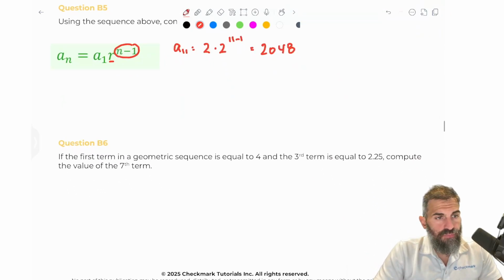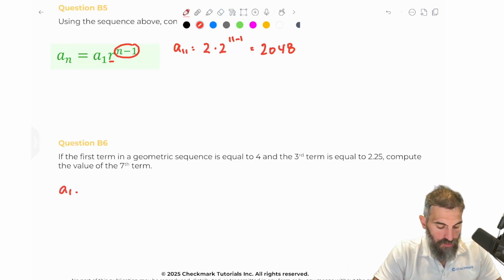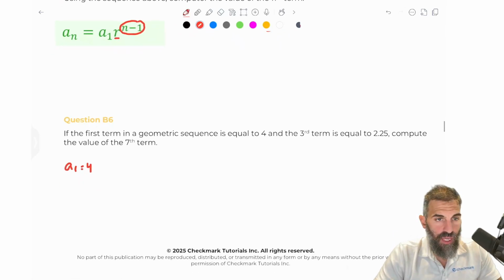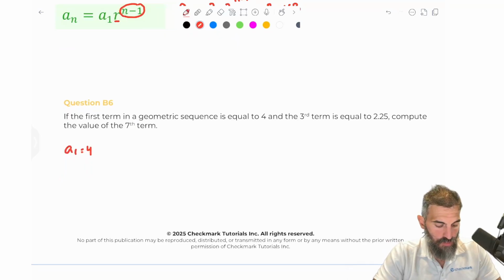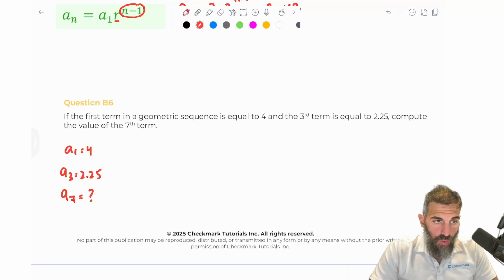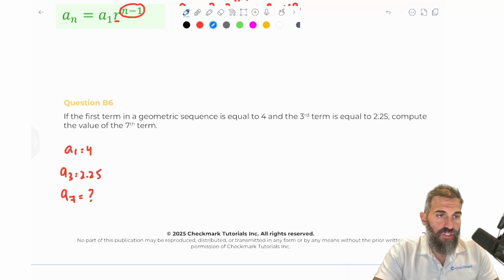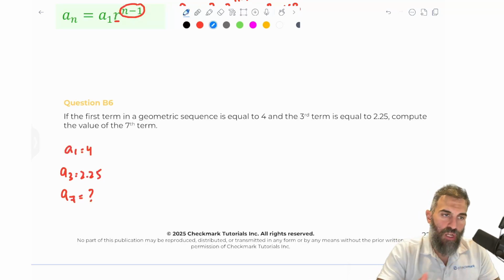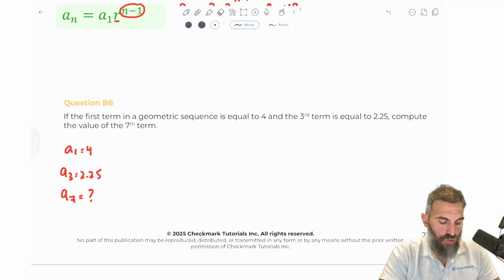Okay, let's try this one. If the first term in the geometric sequence is 4, so A1 is 4, and the third term is 2.25, what is the 7th term? Well, we can do it the same way that we did in the previous situation, where if they give you 2 non-consecutive, just use one of them. Like use the A3 to solve for the rate.